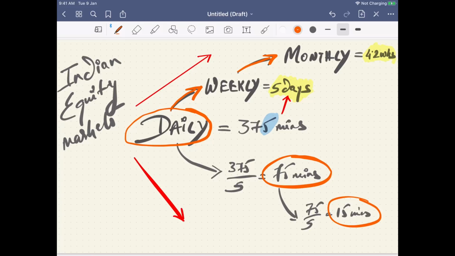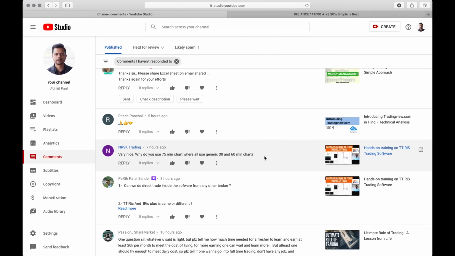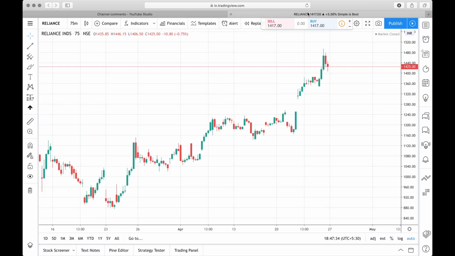These are the time frames which I personally have been using for a very long time and I stick to them. The moment I believed that there is no secret and I stuck to something, it started working for me. So 15 minutes, 75 minutes, 375 minutes, which is the daily, 5 days, which is the weekly, and then the monthly. These are the 5 different time frames which I keep a look at. Now, as I said, there is more to the 75 minutes than what meets the eye. Over here, I've opened TradingView and I've opened the chart of Reliance.